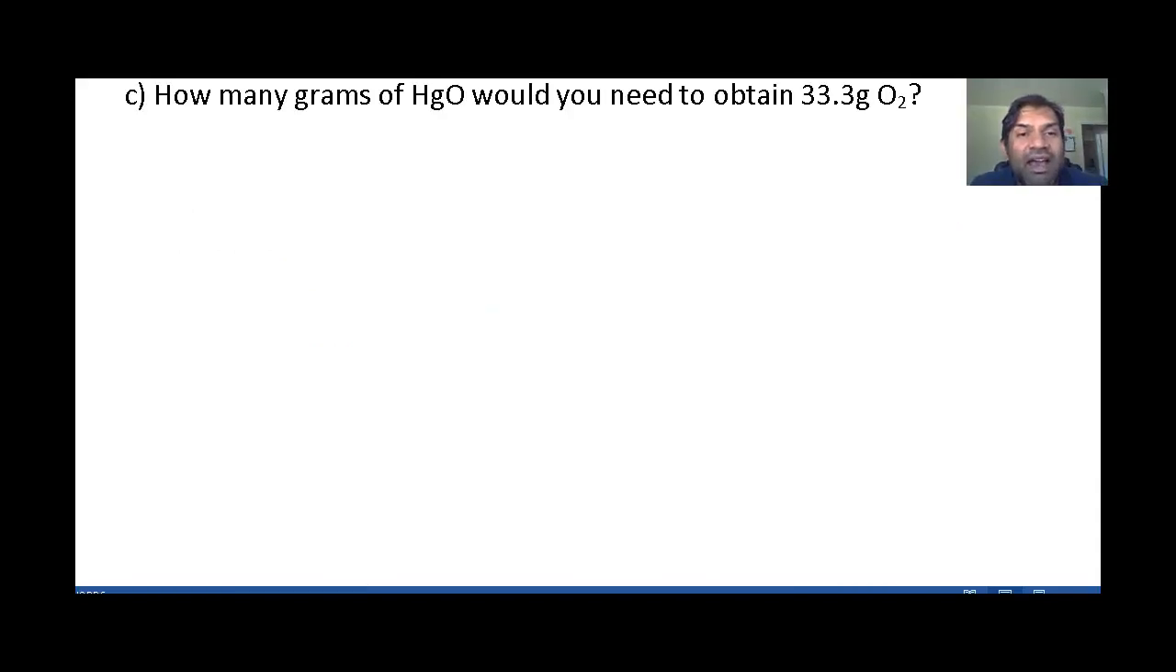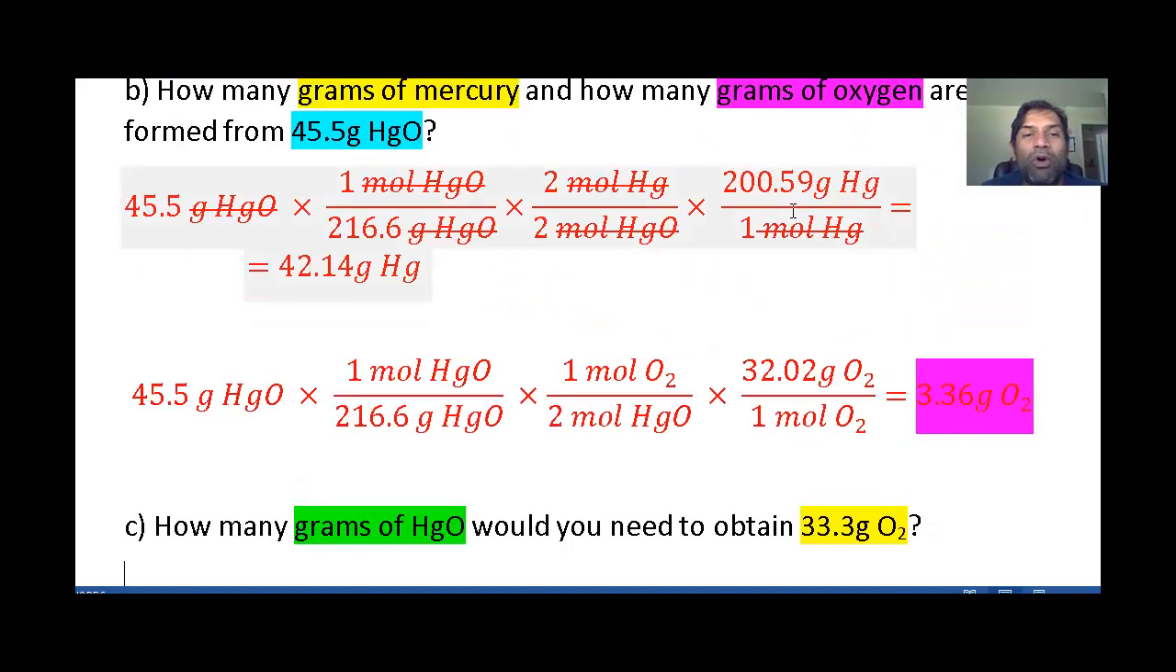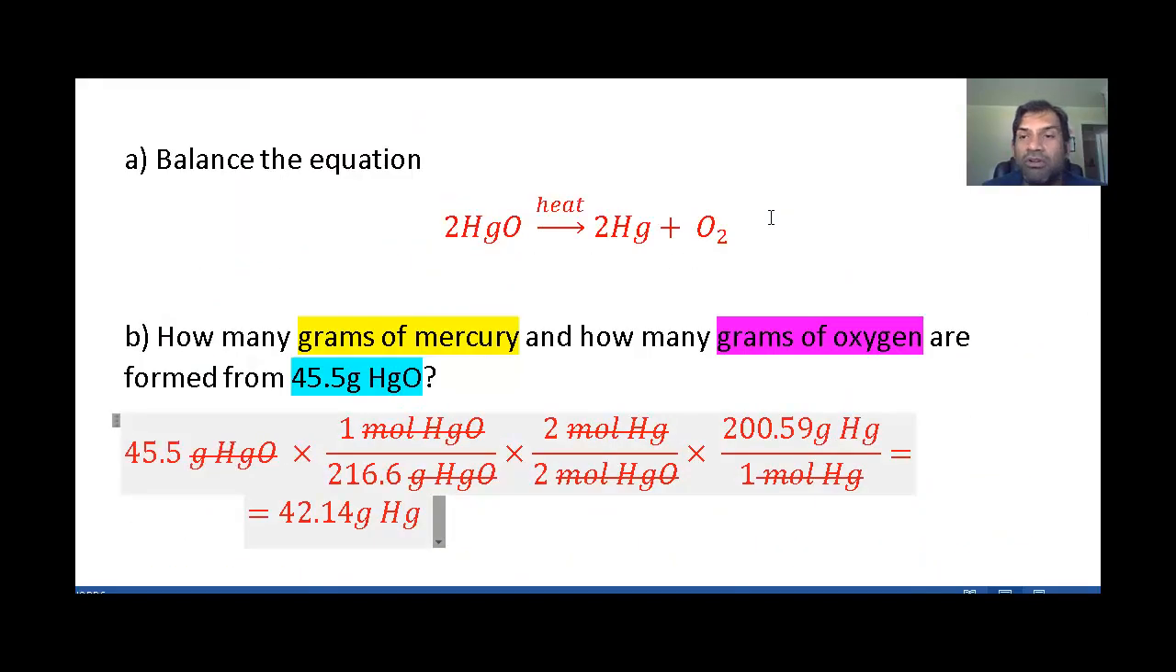Part C is how many grams of HgO would you need to obtain 33.3 grams of O2? Let's highlight first what we're given. I'll highlight what we're given in the yellow highlighter, and then I'll highlight what we are being asked to compute in a different color. Let's make it green. So always start with what you're given, 33.3 grams of O2. A good instinct is to convert it to moles and then use the mole-mole relationship from the balanced chemical equation.